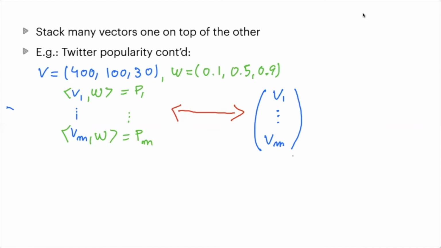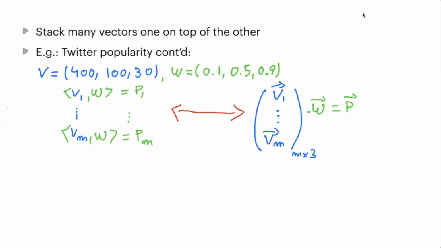We would say that this matrix has dimensions m times 3: each vector has dimension 3, and I have m of those vectors. If I multiply this matrix by w, I end up with a vector p of popularities. I'm going to put the arrow on top just to emphasize that those are all vectors. The thing on the right is really just a representation of the thing on the left, because by definition, the matrix multiplication on the right is the same as computing the dot products on the left.